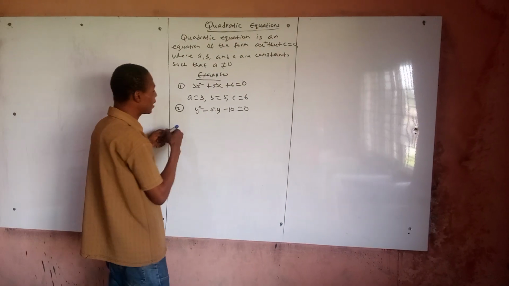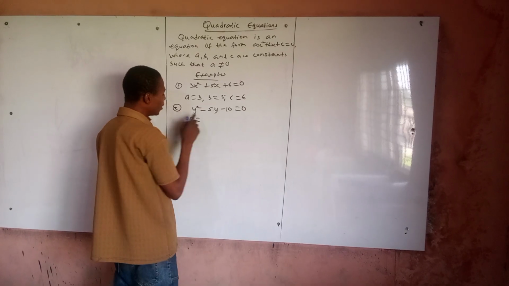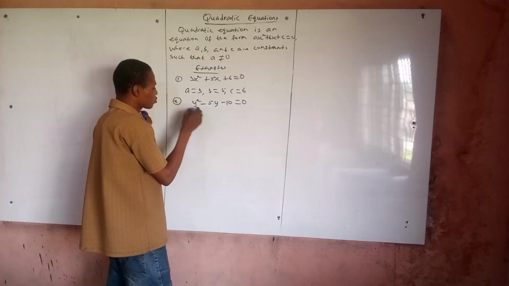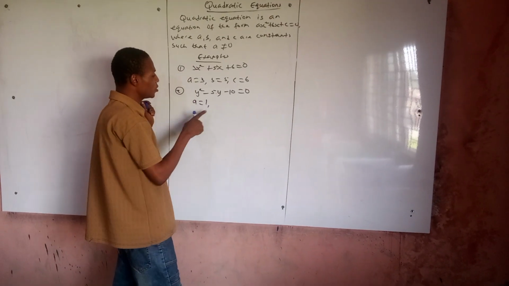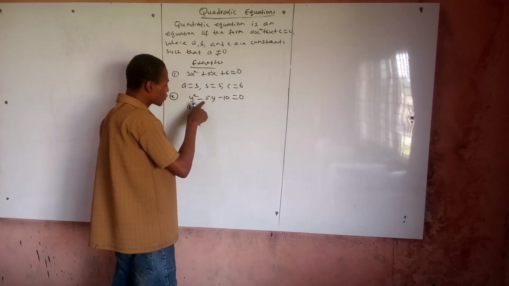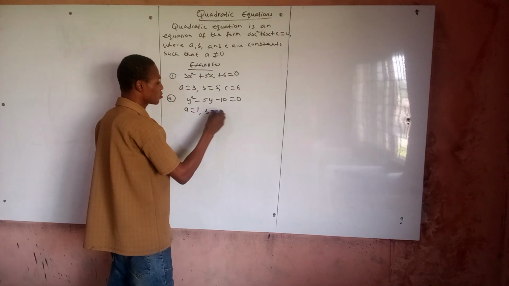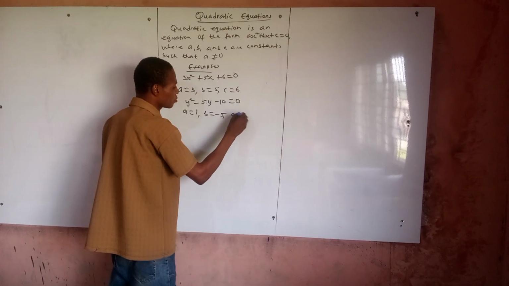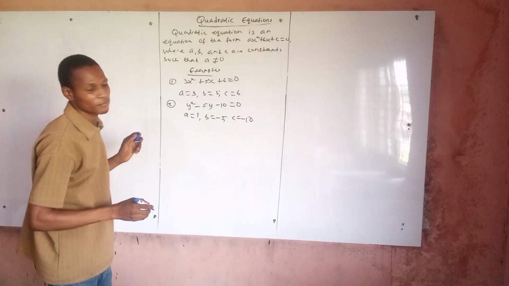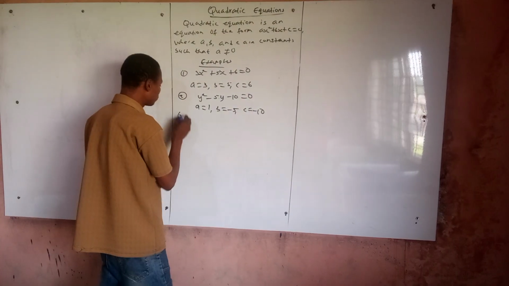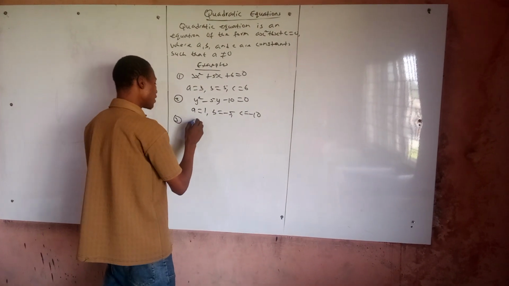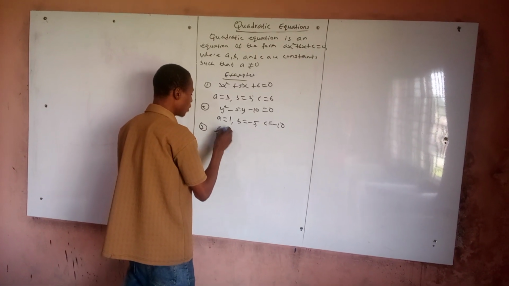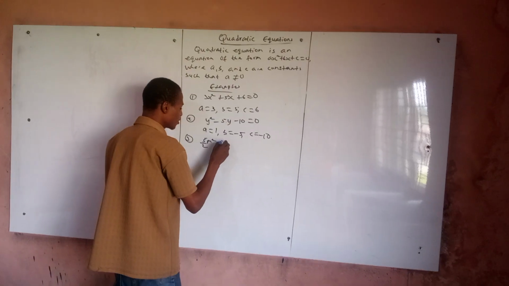Our a is always the coefficient of the variable with power of 2. The coefficient of y squared is 1, so our a is 1. The coefficient of y is minus 5, so our b is minus 5. Then our c is a constant, and the constant here is minus 10.